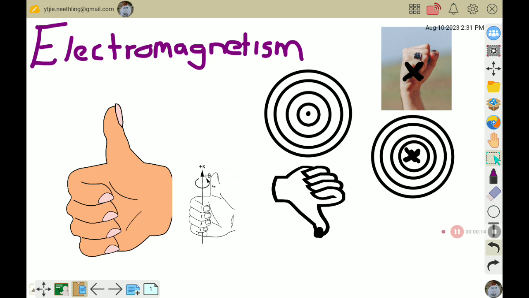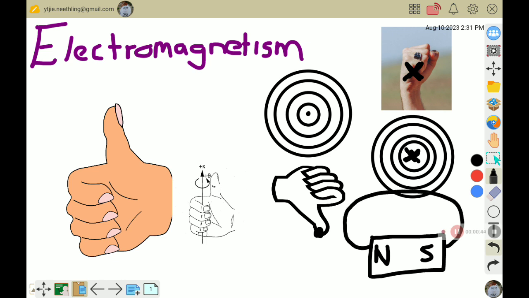So, a magnetic field will exist around a permanent magnet or a current carrying conductor. A permanent magnet is easy; we know that one by now. It will always have a north pole and a south pole. Even if you make it into the smallest piece, it will always have two poles, north and south. And we know that the field lines go from north to south.